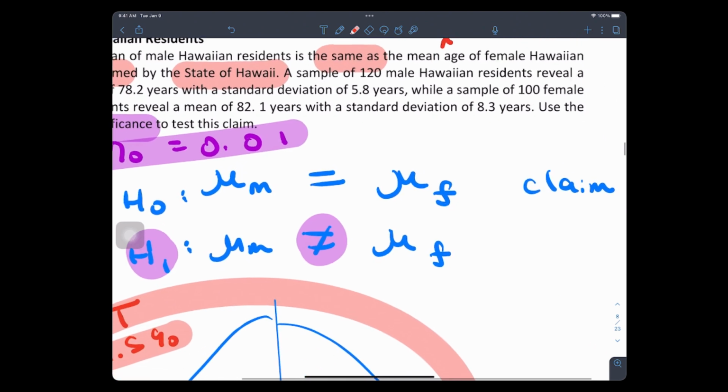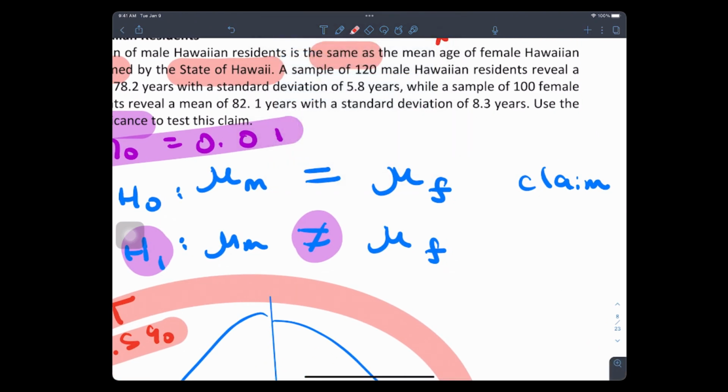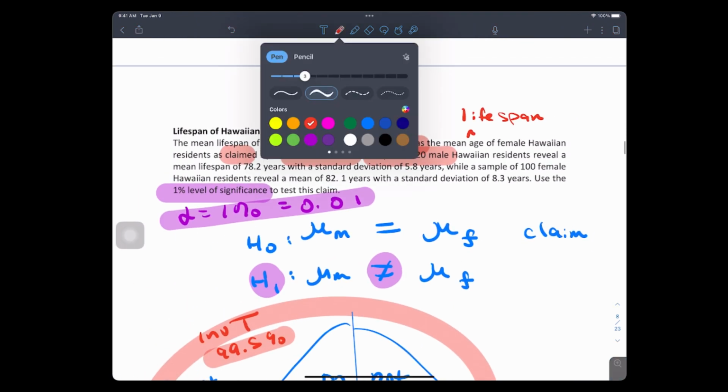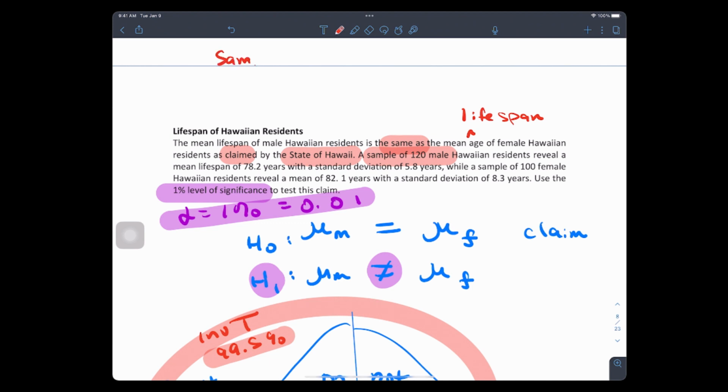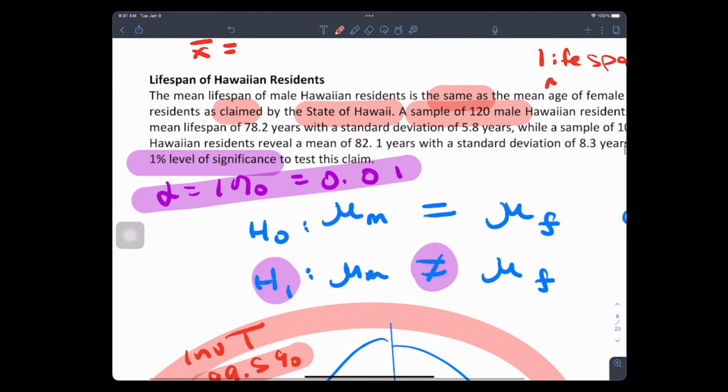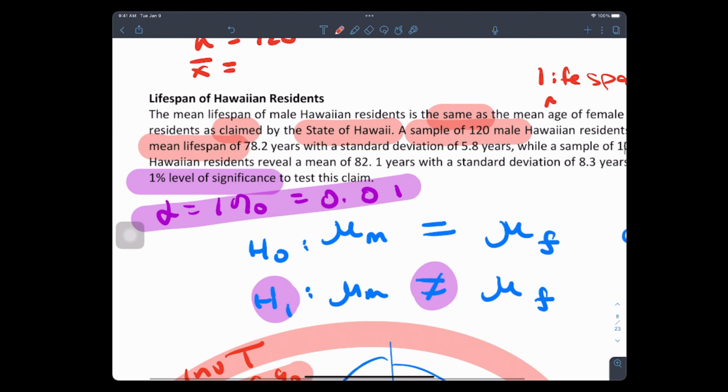Told you technology isn't always a blessing. So what's the first sample? A sample of 120 male Hawaiian residents. So we're trying to see about the ages of men versus women. Lifespan ages. Who lives longer in Hawaii? 120 men. What's the average lifespan? What do you guys think? They have a mean lifespan of 78.2 years. What's the standard deviation? 5.8 years. Okay.